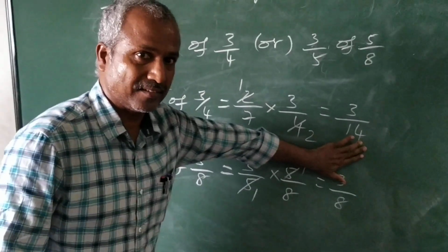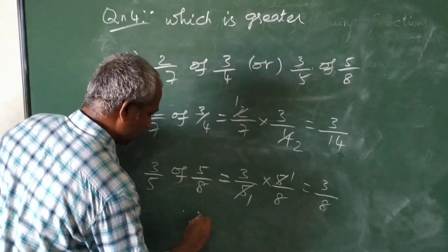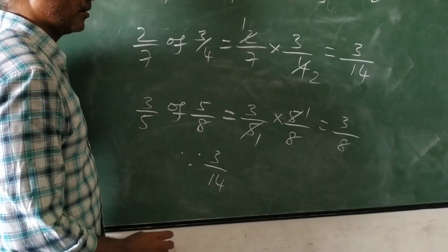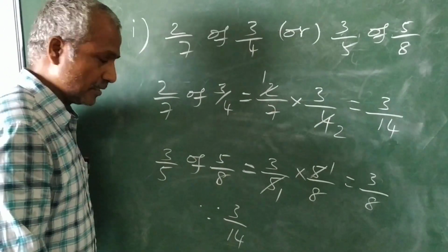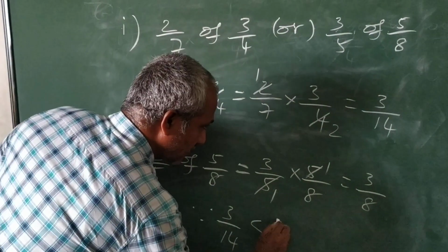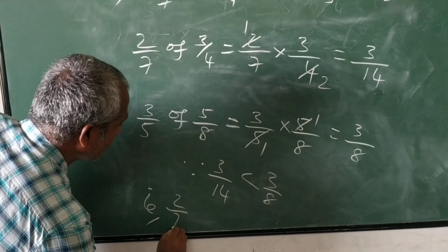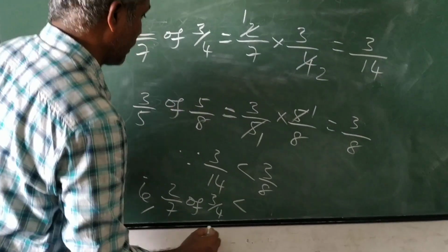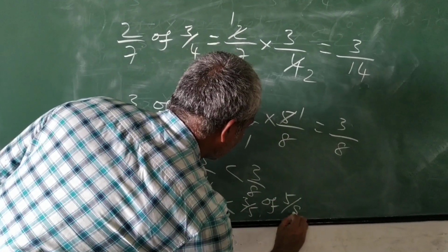Since 3 by 14 is less than 3 by 8, that is, 2 by 7 of 3 by 4 is less than 3 by 5 of 5 by 8.